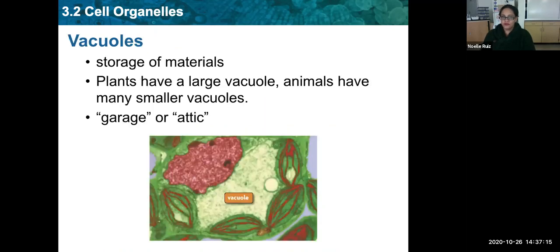Vacuoles. This is for the storage of materials. So vesicles are like a taxi. Vacuoles are for storage, like a garage or an attic. And both plant and animal cells have vacuoles, but they're a little different in each. Plant cells have one big central vacuole in the middle of the cell. It takes up a lot of space in the cell. Animals have smaller vacuoles all over.